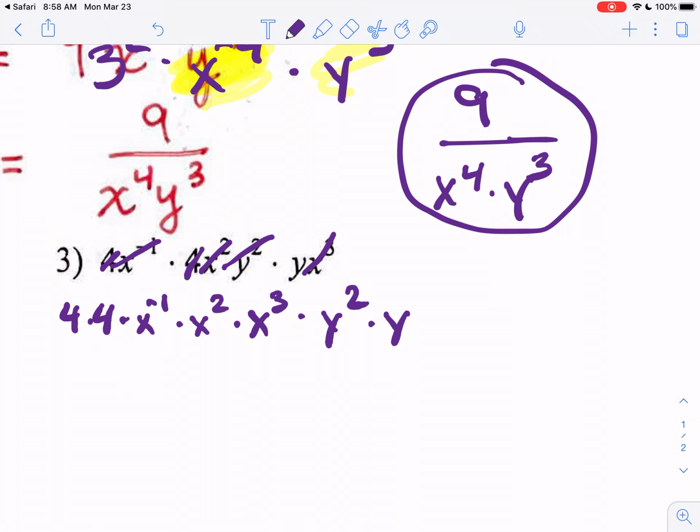And remember, if we just see a y, it's also y to the 1st power, so you can always add that 1. So then I'm going to add things together. So I have 4 times 4 is 16. And then I add my negative 1, 2, and 3 together. So negative 1 plus 2 is 1, plus 3 is 4, so x to the 4th. And then 2 plus 1 is 3, so y cubed. And that's my answer.